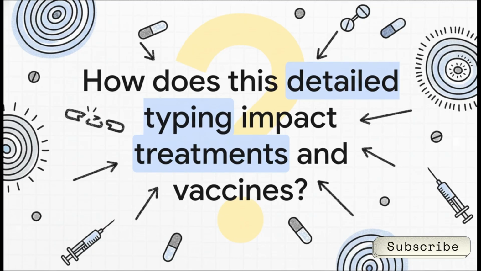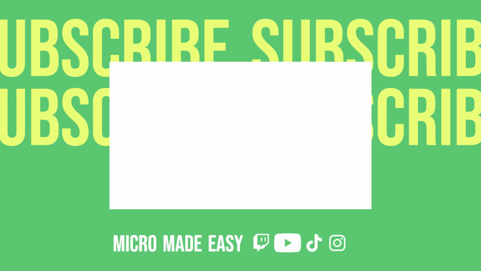Which leaves us with a pretty big question to chew on, right? If there are over 200 genotypes of just group A strep, how does that incredible diversity affect how we develop treatments and maybe, just maybe, a vaccine?